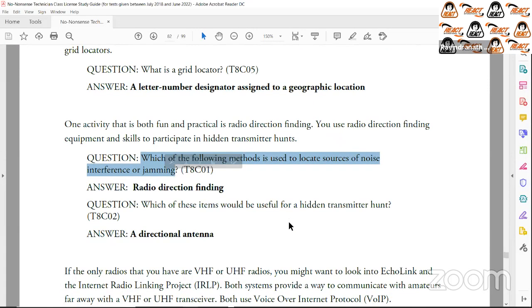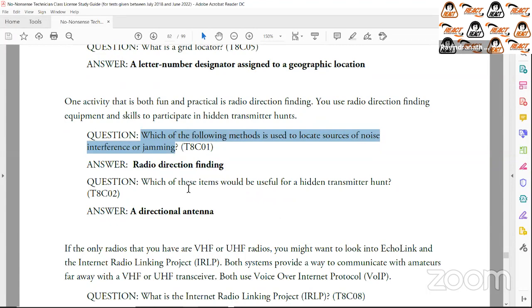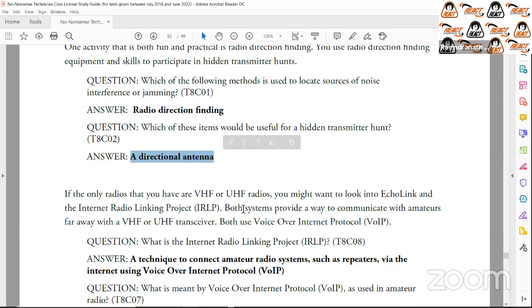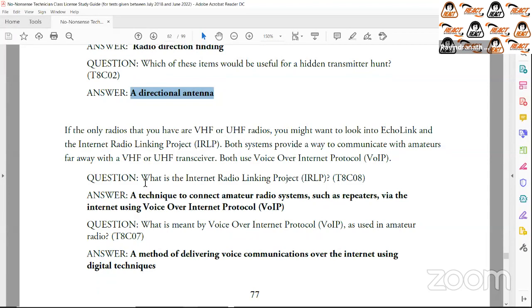Which of the following methods is used to locate sources of noise interference or jamming? Radio direction finding. Just to let you know, sometimes that is called fox hunting. So if you hear that term, amateur radio operators simply mean radio direction finding. They could do it in a contest or to try to find sources of interference. Which of these items would be useful in a hidden transmitter hunt or direction finding or fox hunt? Well, you need a directional antenna so that you can move it around and see where the signal is coming from.